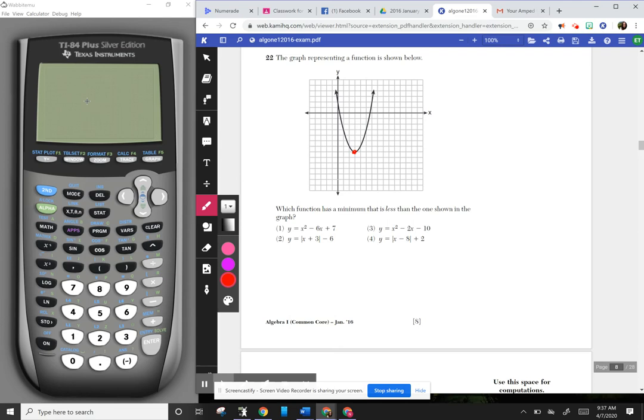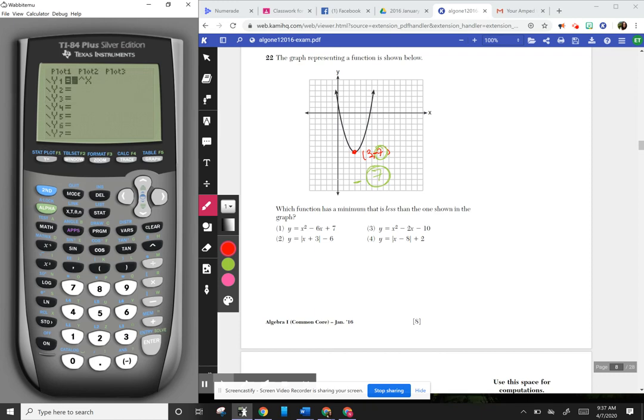I feel like I counted that wrong. 1, 2, 3, 4, 5, 6, 7. Right, so that is the point 3, 7. So we say that the minimum is 7. So which function has a minimum that is less, the negative 7? The negative 7, right? So let's use our graphing calculator for this one.